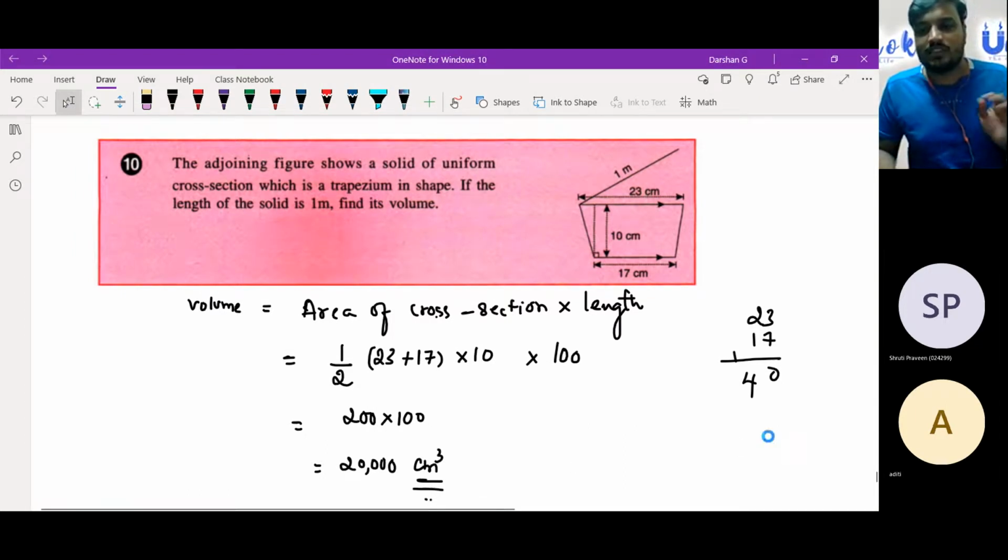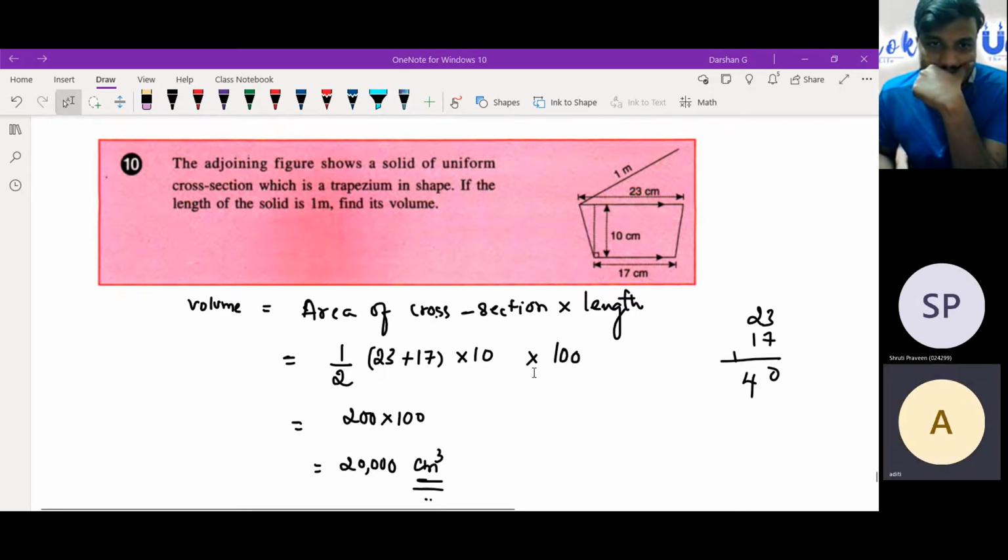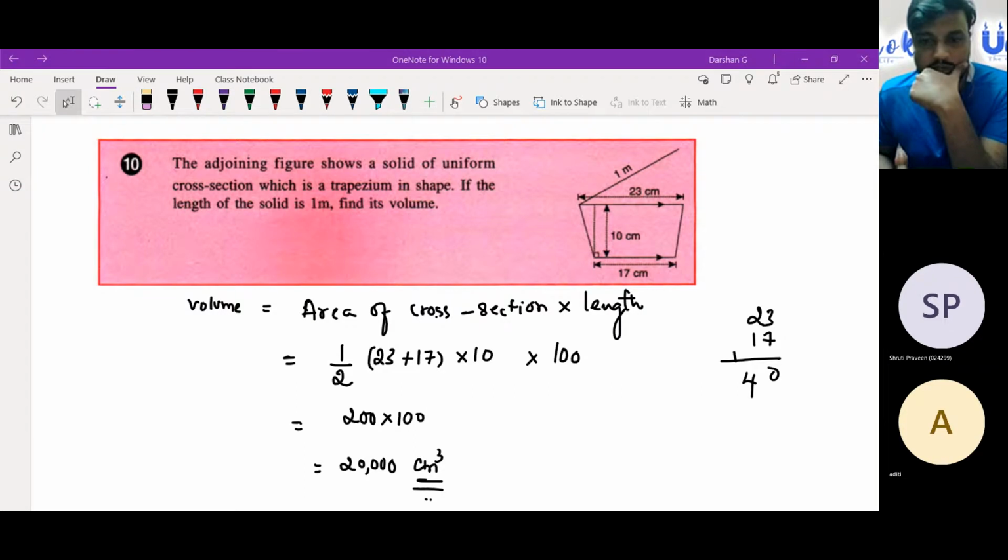Any doubts with this, Shruti and Aditi? No, sir. No doubts. Okay, fine. Let's move ahead with the next question. Why couldn't you do it then? Not sure.